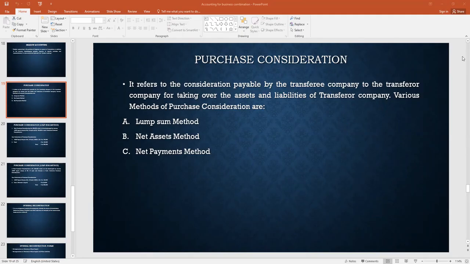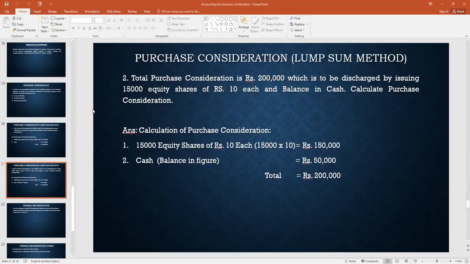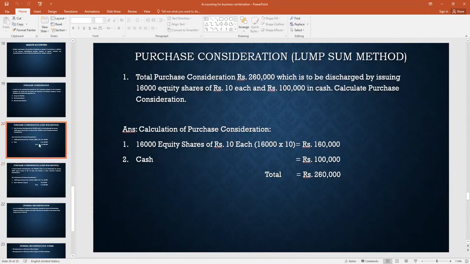When we are calculating the purchase consideration, we have three methods to calculate: one is the lump sum method, another is net asset, and another one is net payments. Today we are going to discuss the lump sum method of the purchase consideration. In the lump sum method, at one time we are paying a total huge amount to the company for purchasing the assets and liabilities. In case of the lump sum method, we have two questions to discuss.